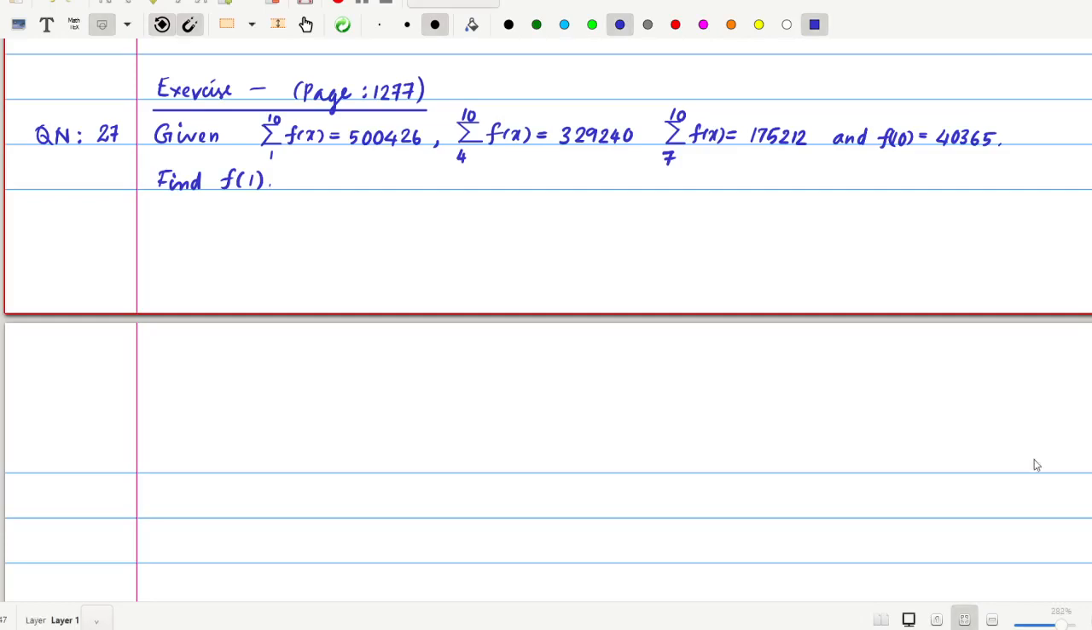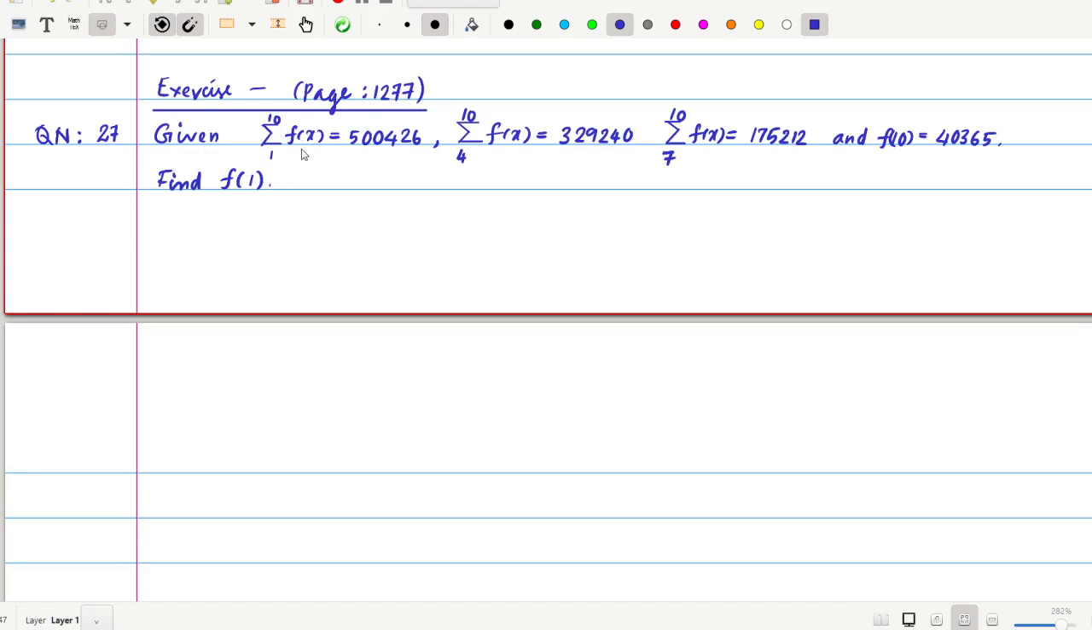Hi all. Today we start by discussing an exercise problem first. This is question number 27 of the exercise after Lagrange's interpolation, on page number 1277. So this was the question.